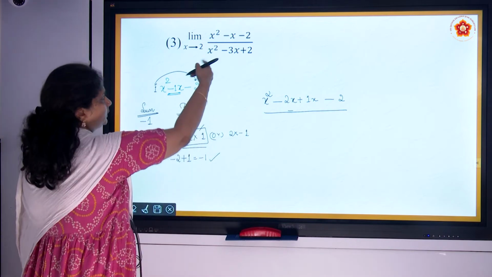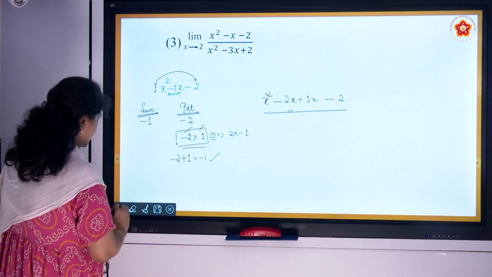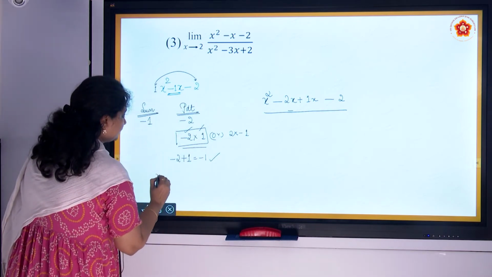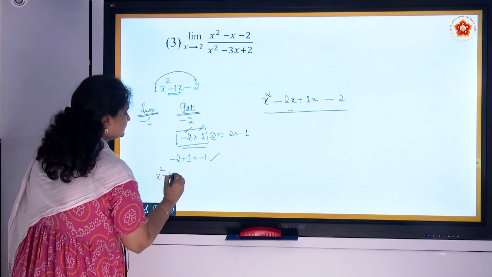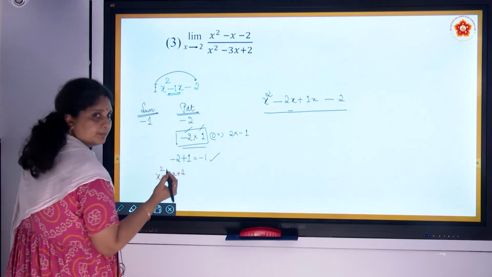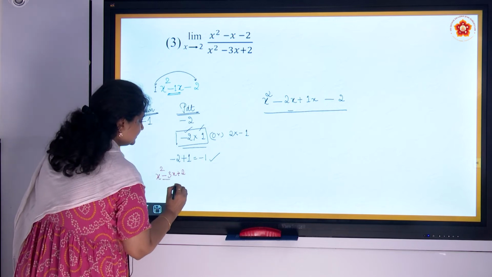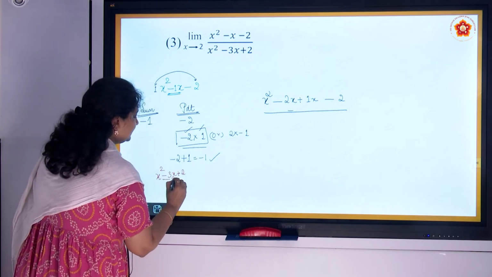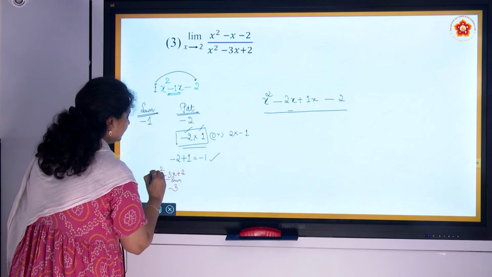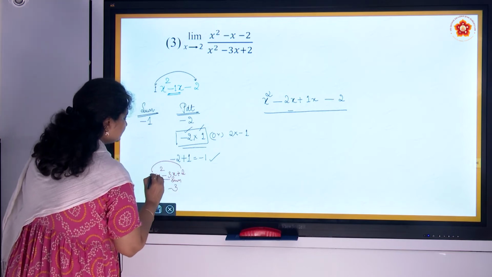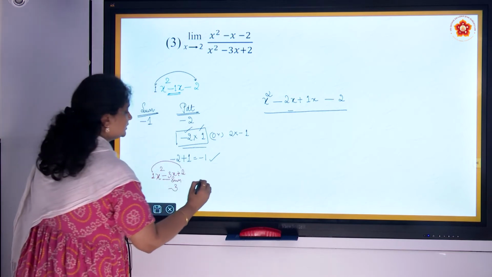Now let me look into this equation. Now I need to simplify that also, factorize that also. X square minus 3x plus 2. So my x coefficient is minus 3. That will be my sum. And my product of x square coefficient and the constant is 2.